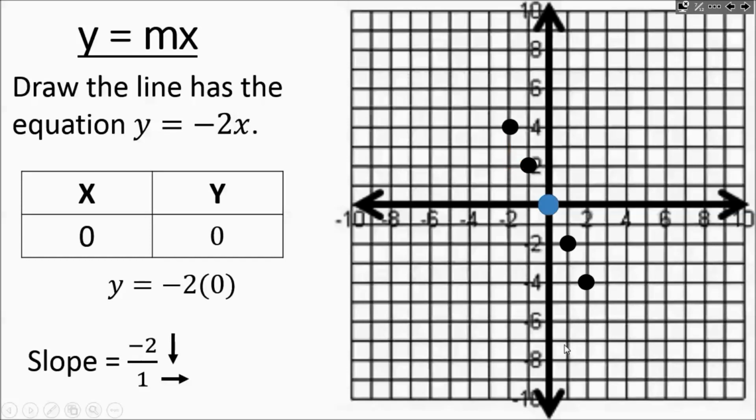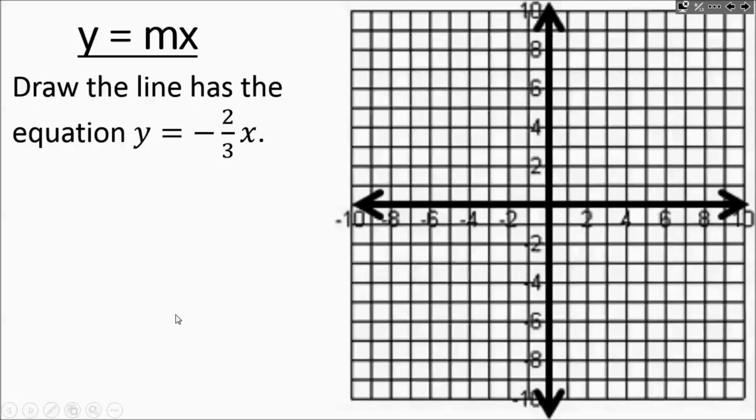And there you go. I'm going to go ahead and connect the points. They should all be lining up along a straight line. This is a linear relationship that is proportional. Moving on. We have y equals negative 2/3 x.